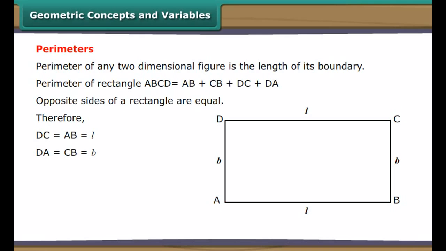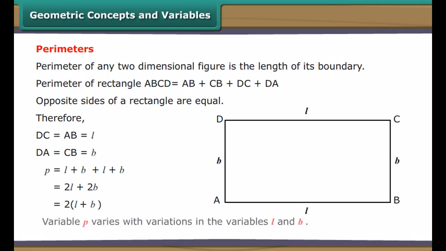If perimeter is represented by the variable P, then P is equal to L plus B plus L plus B, is equal to 2L plus 2B, is equal to 2(L + B). Variable P varies with variations in the variables L and B.